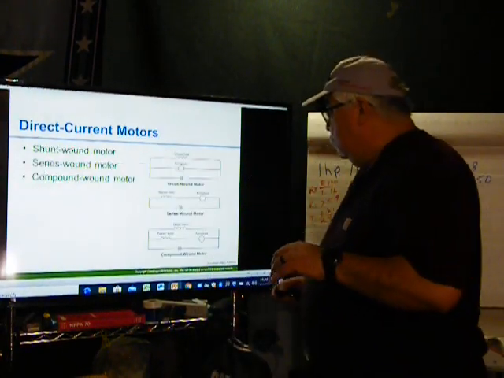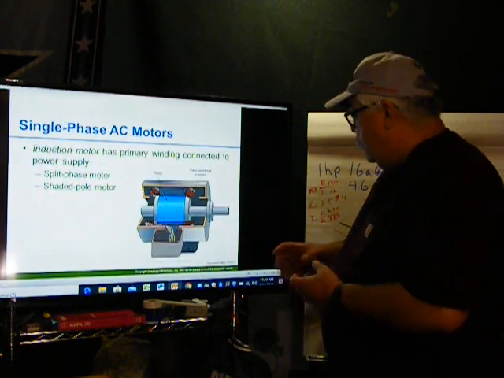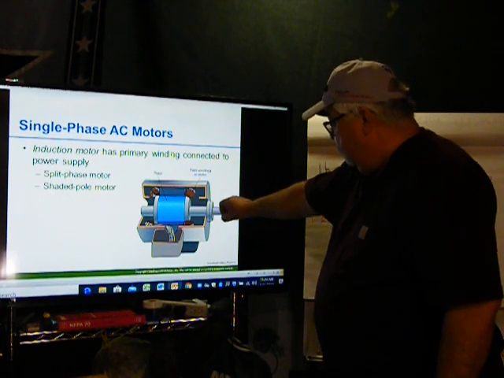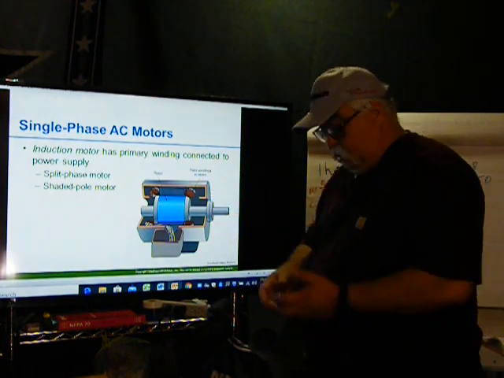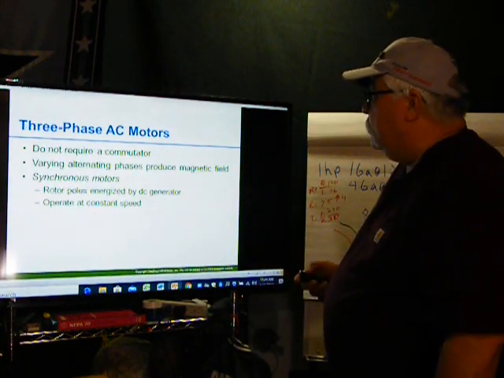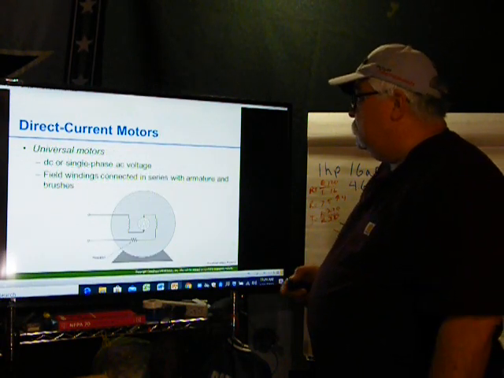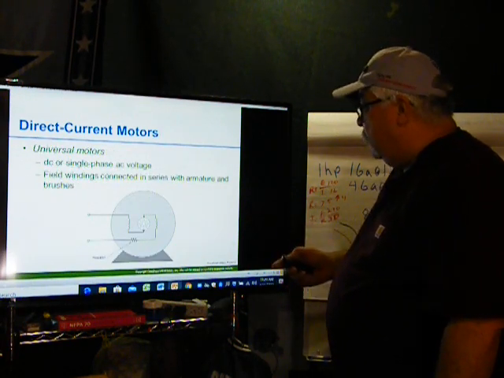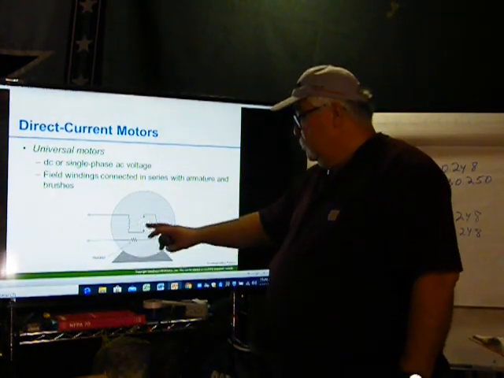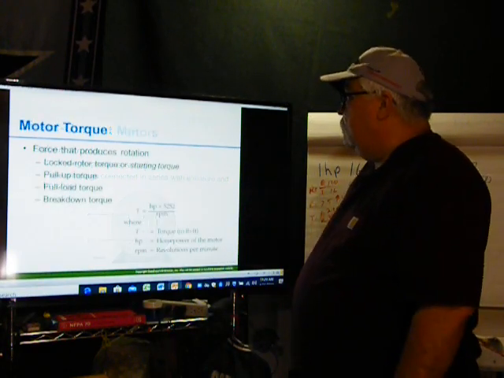So let me go back to the motor real quick. Your commutator and armature and everything would be out here, and this is where your power helps start this motor, exciter. The universal motors: this is DC or single phase AC, with field windings connected in series with the armature and the brushes. Okay, and you're exciting, this is outside the motor.